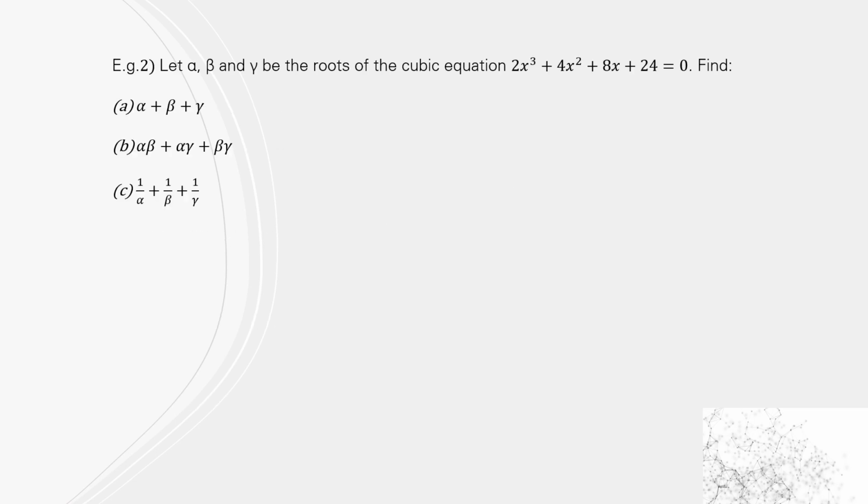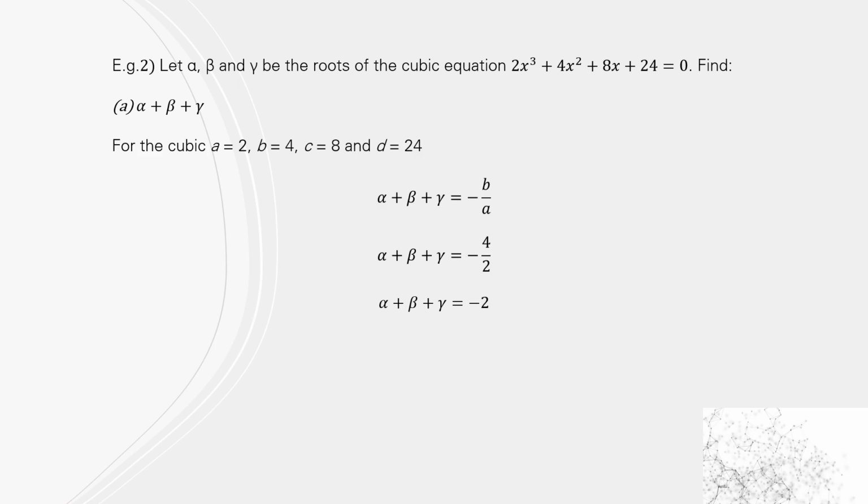So here's an example. We've got alpha, beta, and gamma as the roots of a cubic, where a is 2, b is 4, c is 8, and d is 24. Let's find the sum of the roots, the sum 2 at a time, and then something that uses those all over.